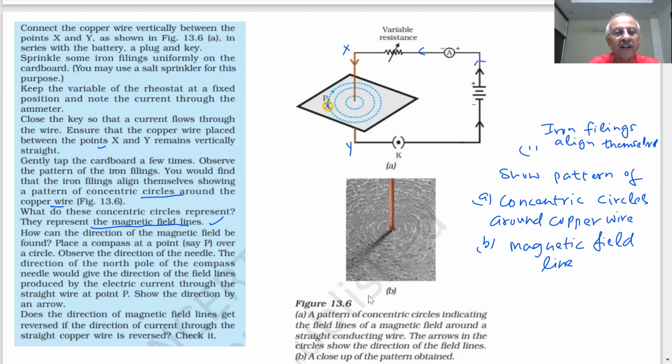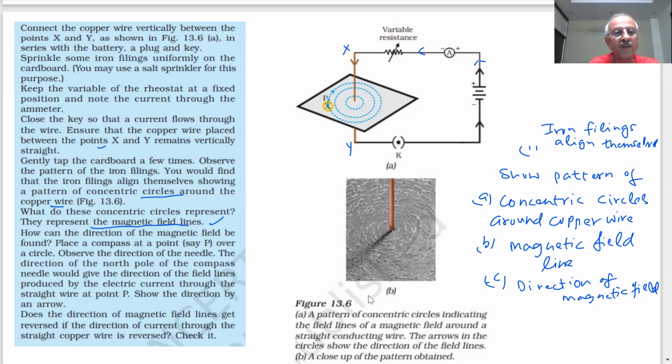How can the direction of the magnetic field be found? Third point, the direction of the magnetic field. How will you find the direction of the magnetic field around this? You will use a compass. Okay? You know a compass has a north and south.